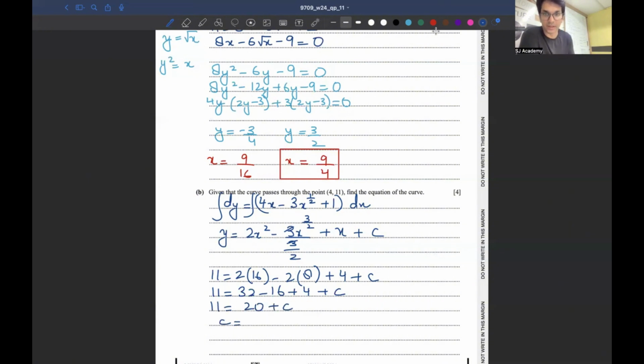The value of c will be equal to minus 9. So the final expression for the equation will be y equals 2x squared minus 2x to the power 3 by 2 plus x minus 9.